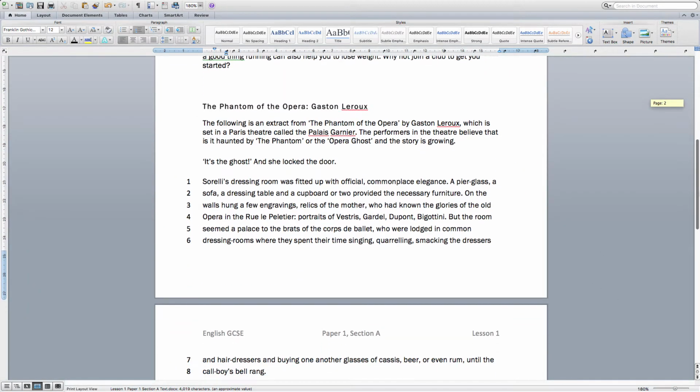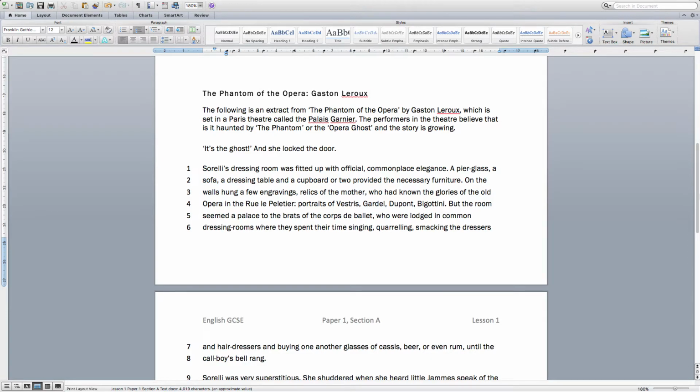Okay, The Phantom of the Opera, Gaston Leroux. The following is an extract from The Phantom of the Opera by Gaston Leroux, which is set in a Paris theatre called the Palais Garnier. The performers in the theatre believe that it is haunted by the phantom or the ghost of the opera ghost, and the story is growing.